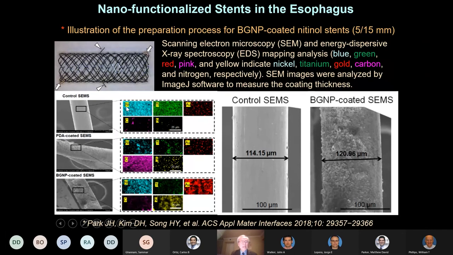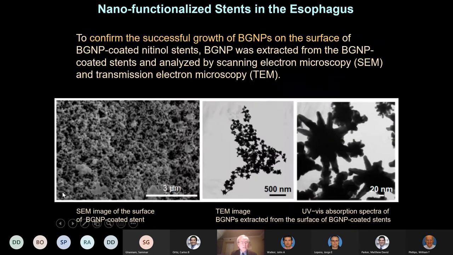You can see that the nickel and the titanium signals are very strong in the nitinol stent, and the carbon signals in the dopamine-coated stent, and also gold and nickel in the branched gold nanoparticle-coated self-expandable stent. This is the same image of the surface of the branched gold nanoparticle-coated stent, and this is a TEM image. TEM is a transmission electron microscopic image, and this is a UV-Vis absorption spectra of branched nanoparticles extracted from the surface of the coated stent. Here you can see the formation of branches. And then the thickness of the coating was 7 micrometers.